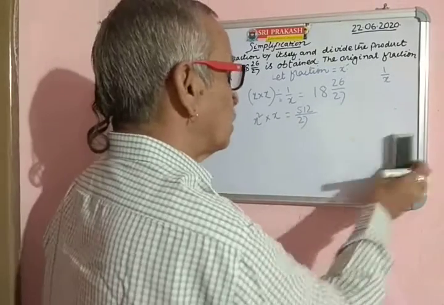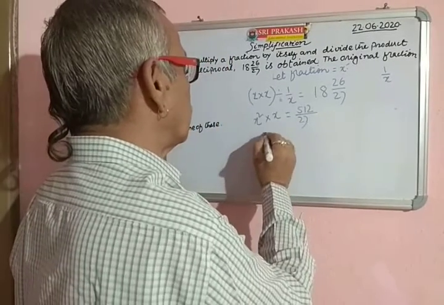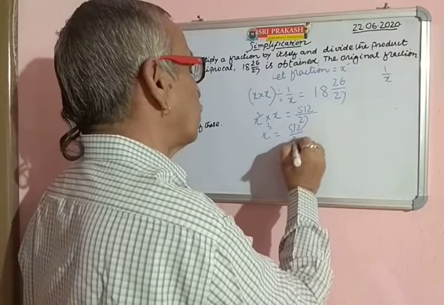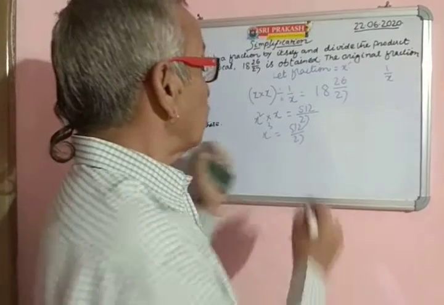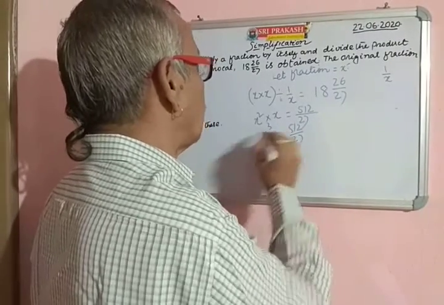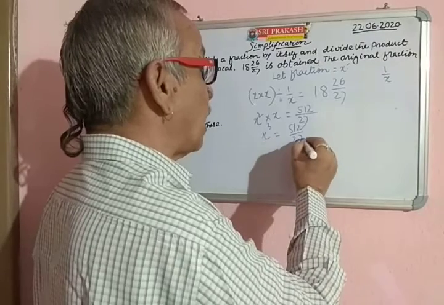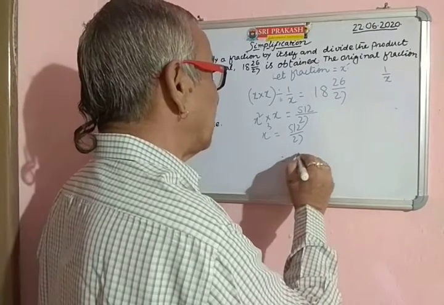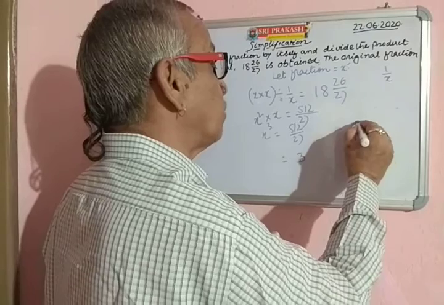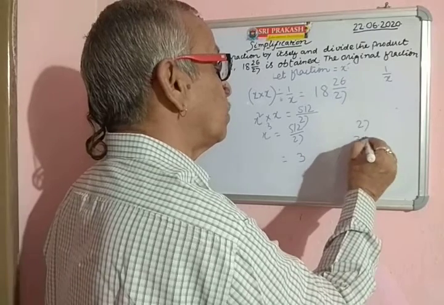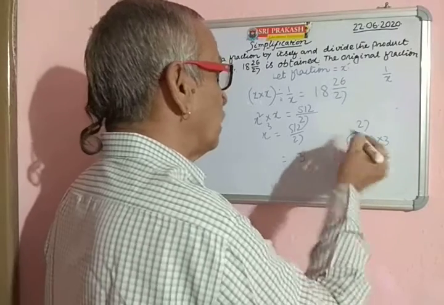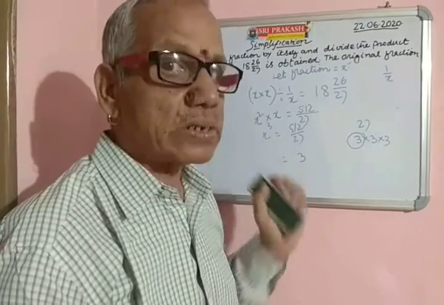Clear? So x cube is equal to 512 by 27. So you have to find the cube root of this 512 and cube root of 27. What is cube root of 27? 3 we know, because we can break 27 into 3 into 3 into 3. And one factor will be the cube root of 27, 3.